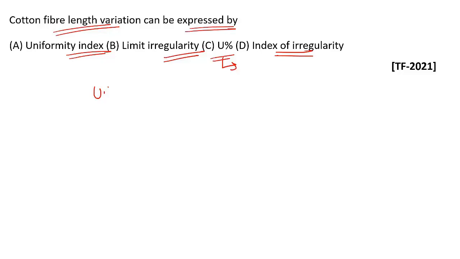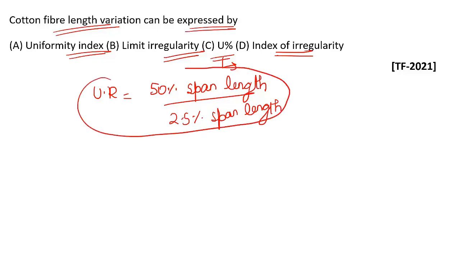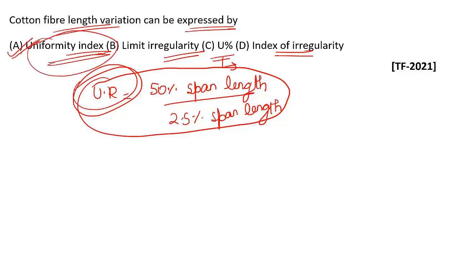So what is uniformity ratio or uniformity index? Basically, uniformity ratio says that the 50% span length upon 2.5% span length. This is the formula for uniformity ratio. The variation is represented by this ratio, known as uniformity ratio, and the entire variation is represented by uniformity index. So option A, uniformity index, is the correct answer.